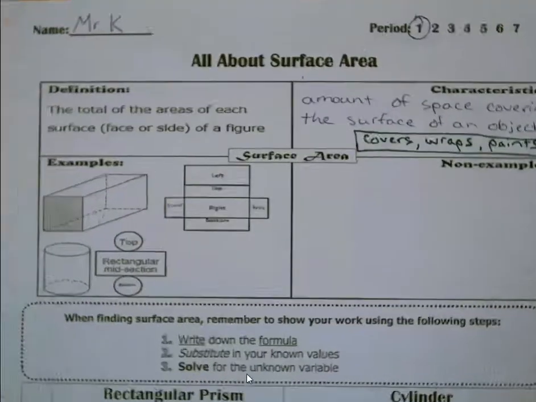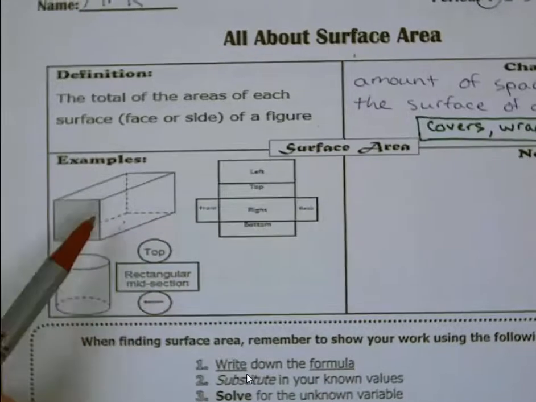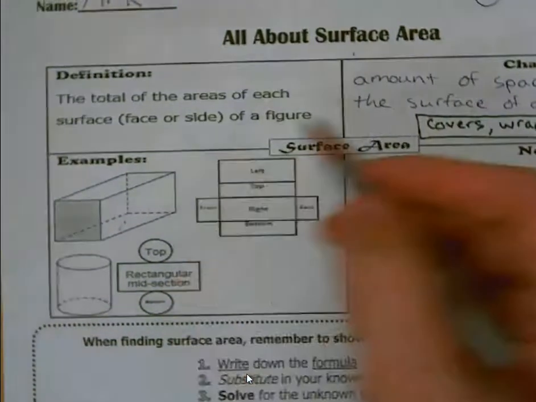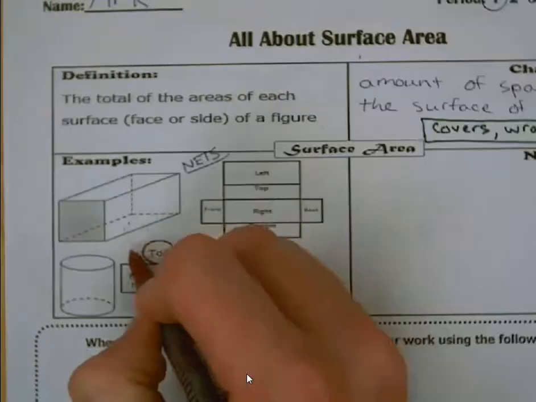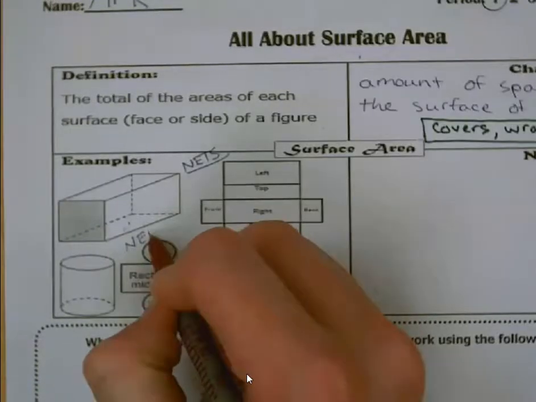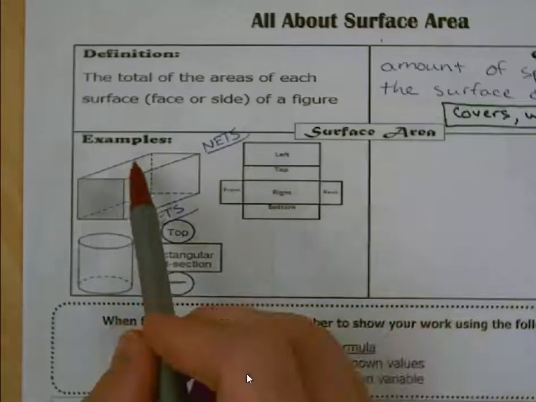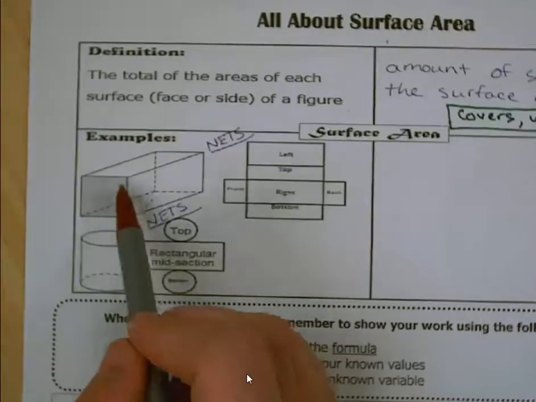Now, let's look at some shapes. Here we have two shapes that I've already told you the names of. We've got a rectangular prism and a cylinder. Next to these shapes, we have what's called their nets. Now, nets is a word you might remember from 6th grade, but if not, that's okay.